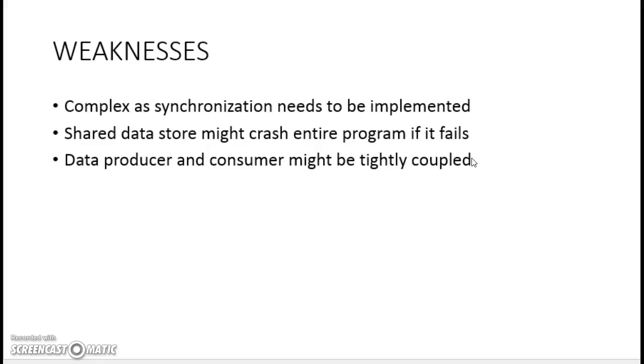Another thing, the data producer and consumer might be tightly coupled, so it makes it a bit difficult to modify.